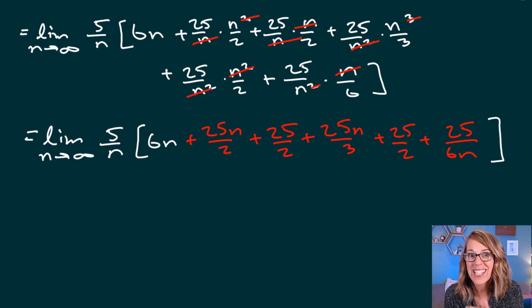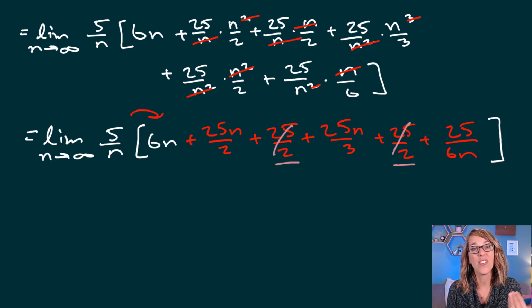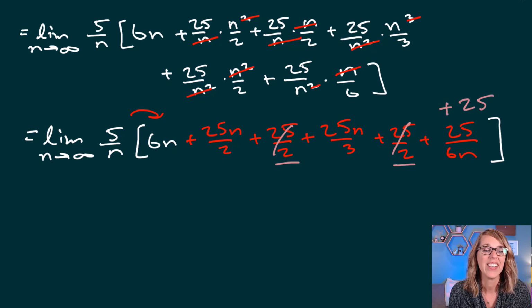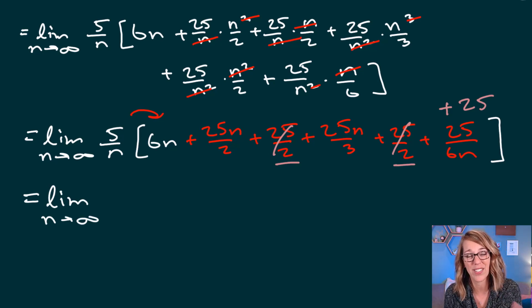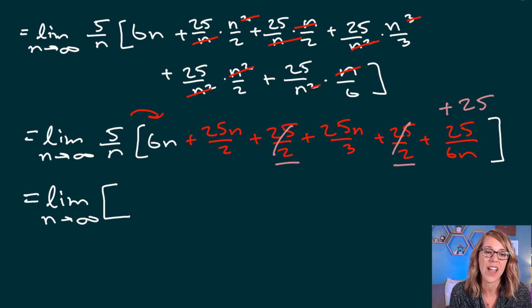Let's collect some like terms. I'm going to clean up just a teeny tiny bit before I distribute this 5 over n through. And really the only cleaning up I'm going to do is to combine this 25 over 2 plus the 25 over 2. Those added together are 50 over 2. So that's going to give us a plus 50 over 2 is 25. So I've got a plus 25 there. Let's distribute that 5 over n. Of course, you can combine more terms here if you want, but we would need common denominators, and it's too easy to take the limit as n goes to infinity with a lot of these terms. So I'm distributing now this 5 over n.